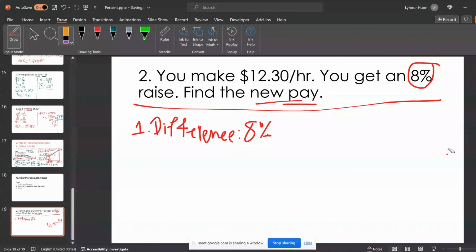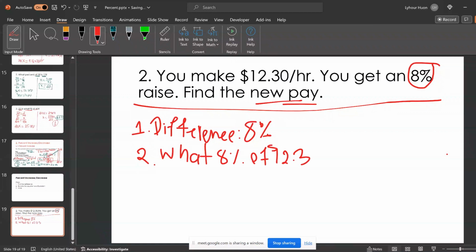Step two. Next, what can we do? We rewrite the question. How can we rewrite the question? What's 8% of $12.30? So, what is 8% of $12.30? This is the correct question. Then can we solve this problem?